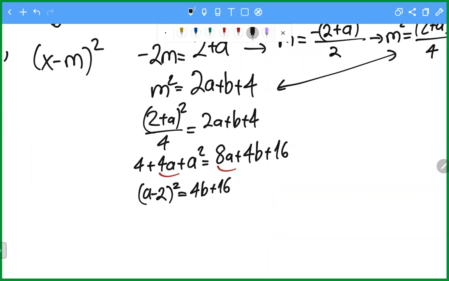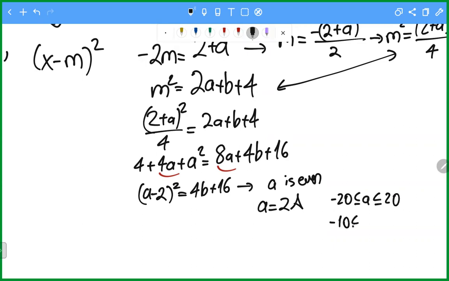Since the right-hand side is an even number, a has to be even. So this tells me that a is an even number. Let's write a is 2 times capital A, where capital A is an integer. Now, since a is between negative 20 and 20, this is telling me that capital A is between negative 10 and 10.